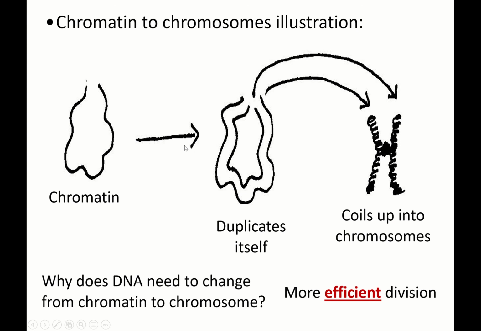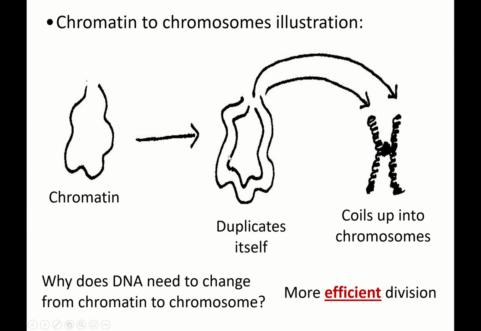One more time, because this gets really confusing. Chromatin is our loose DNA. When it copies, now we just have double loose DNA. But when it coils up, we make chromosomes. And why do our cells do this? Why do we split from chromatin to chromosomes? Well, it's just more efficient.